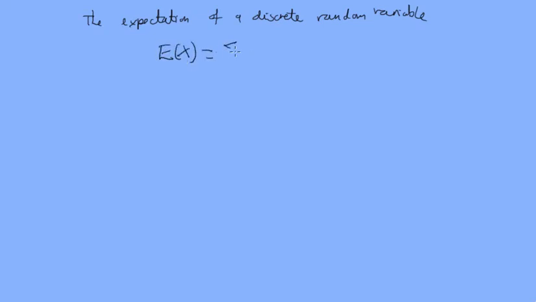So that means the expectation of a discrete random variable, E(X), is the sum of the values times their probabilities summed. Because we don't have to divide it by the sum of probabilities, because that is just going to be 1.